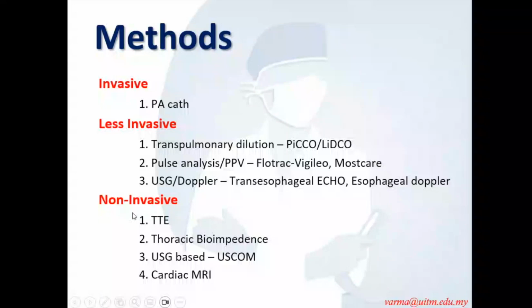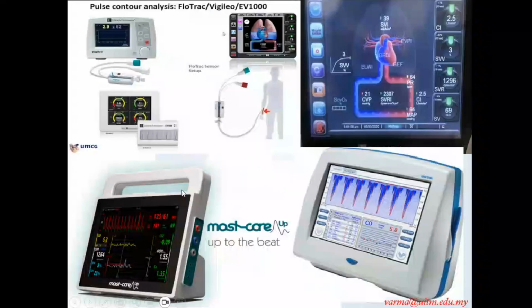So this is your FloTrac. We have seen it for sure. These are all pulse contour analysis, which is more commonly used in our setting. The pulmonary artery catheter is only used in a cardiac setting, cardiac lab or cardiothoracic units. Most of the time now we move on to transpulmonary dilution, also more invasive. PiCCO actually uses a lot of invasive methods, and a lot of sterility and expertise are needed. So usually people are going for these two: the pulse analysis method or the ultrasound Doppler method, or ultrasound-based USCOM. Less invasive methods nowadays.